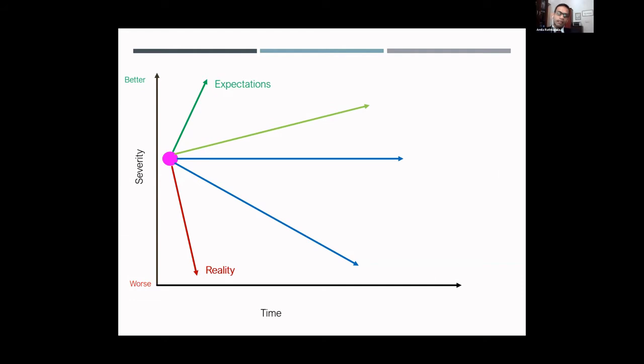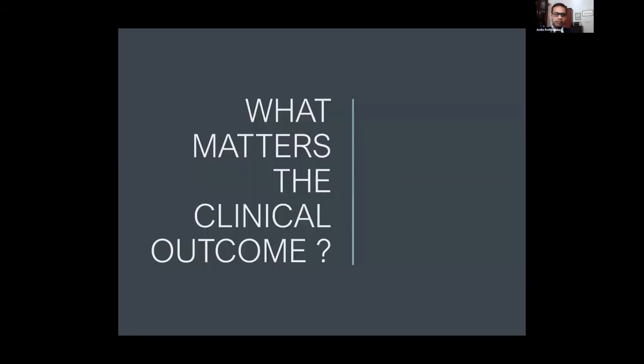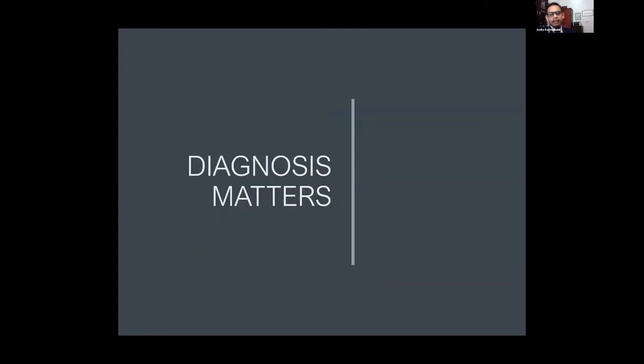But the most important fact is that we have to intervene appropriately as well as early to achieve these outcomes. Otherwise, the reality will be very sad for these patients. So what matters for the clinical outcome? What are the factors which will lead to a better clinical outcome in interstitial lung disease? My dear ladies and gentlemen, diagnosis is the most important factor that we have to think about, which will definitely affect the outcome of these patients.